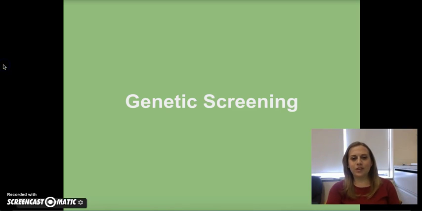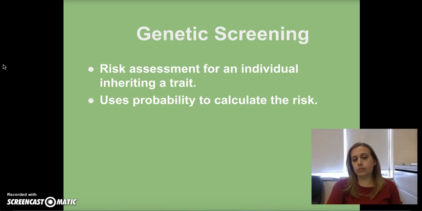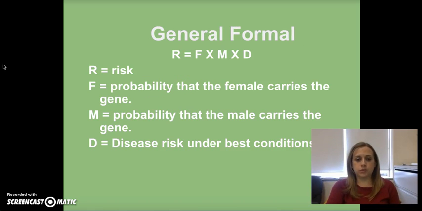Hey everybody, we are going to be looking at genetic screening and genetic disorders today and some of the root causes. So genetic screening is a risk assessment for an individual inheriting a certain trait, and you're going to use probability to calculate this risk. There's a general formula that we use where it's R equals F times M times D.